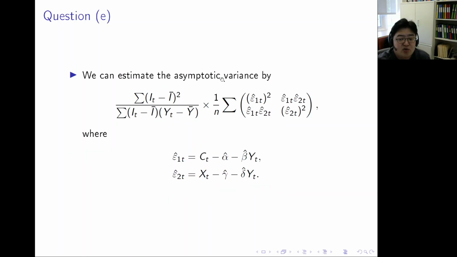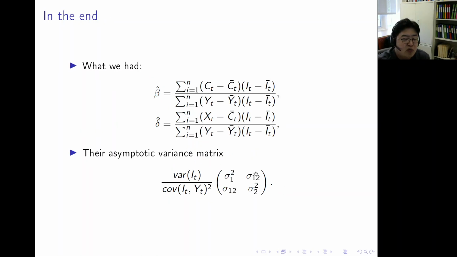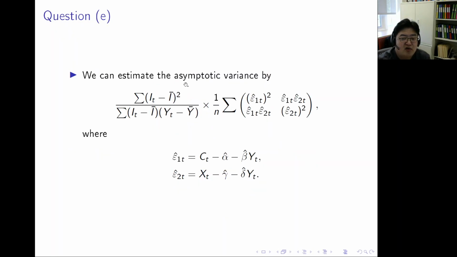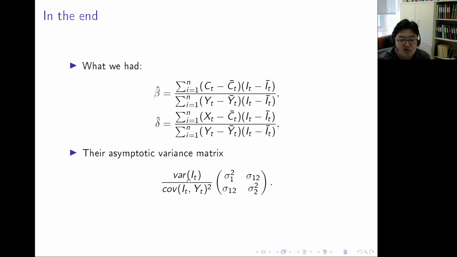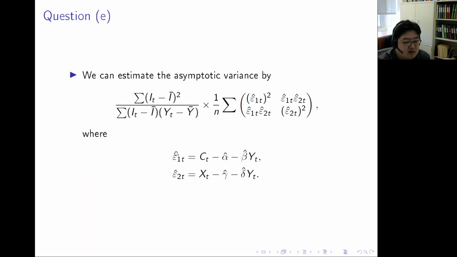Once you get the asymptotic formula, the asymptotic distribution, then you know how to calculate the variance. Calculate the variance of investment, the covariance between them, and the variances are based on epsilon hat like this. So there is no problem in our calculation, right? Standard method.